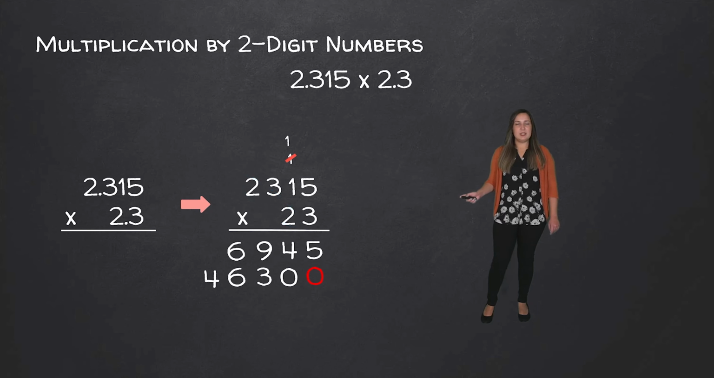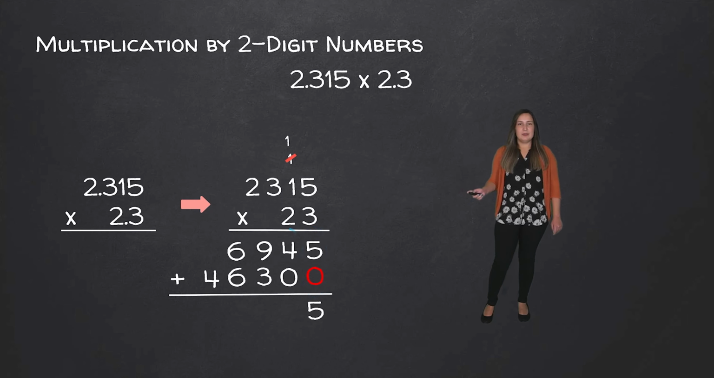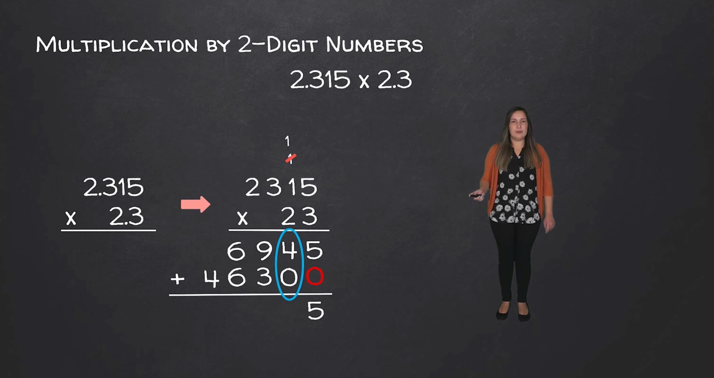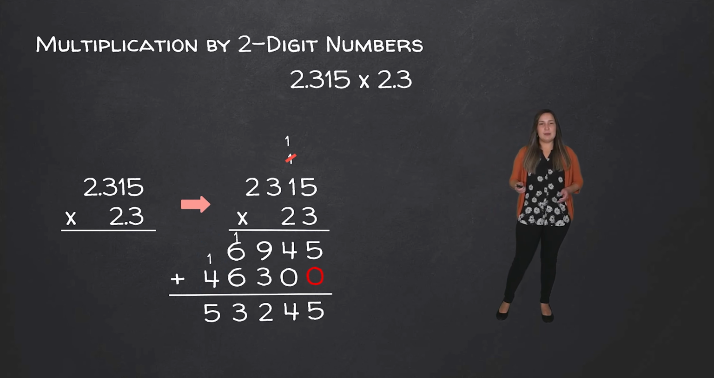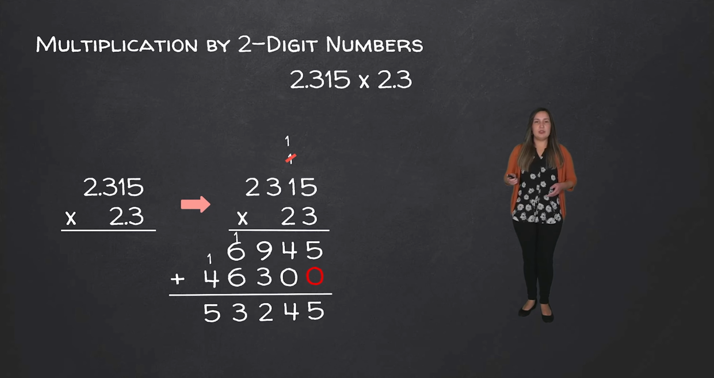Now we're going to take these two values and add them together. 5 plus 0 is equal to 5. 4 plus 0 is equal to 4. 9 plus 3 is equal to 12. Bring up the 1. Here we have 1 plus 6 plus 6, which is equal to 13, and we'll bring up the 1. And then 1 plus 4 is equal to 5. So 2,315 times 23 is equal to 53,245.